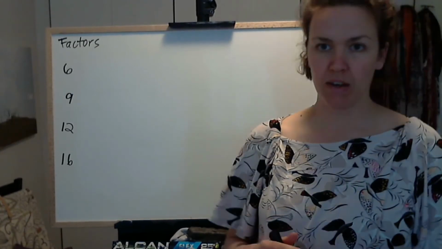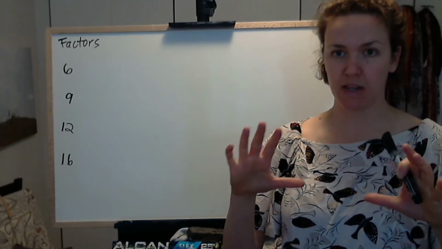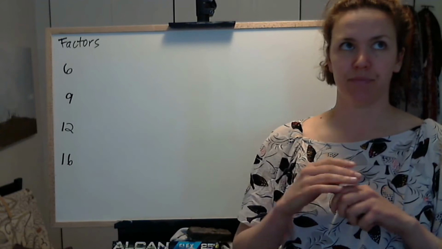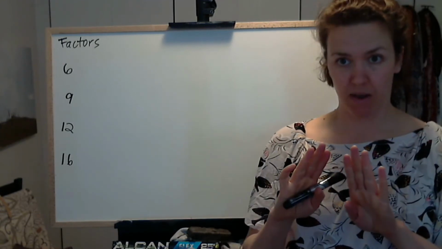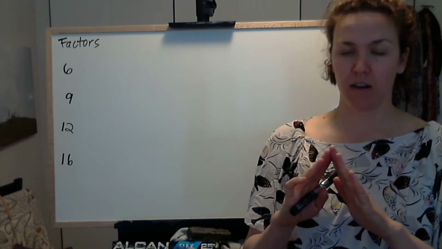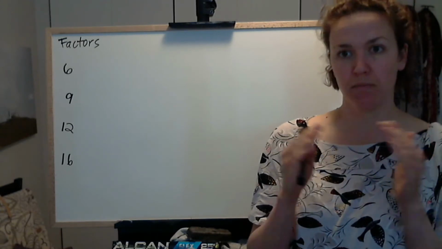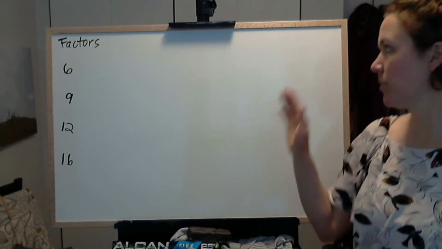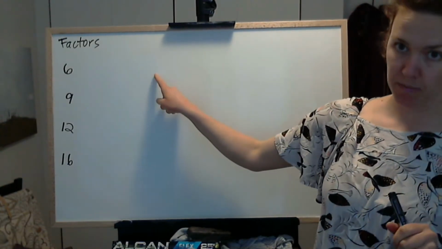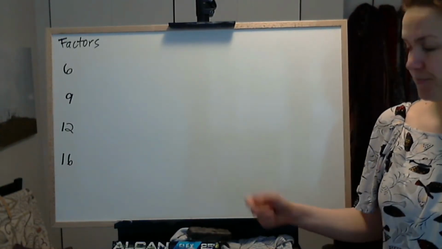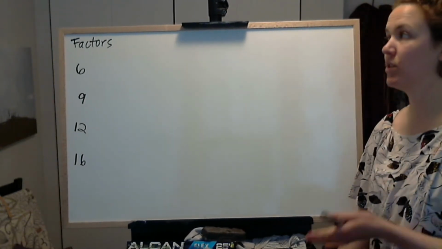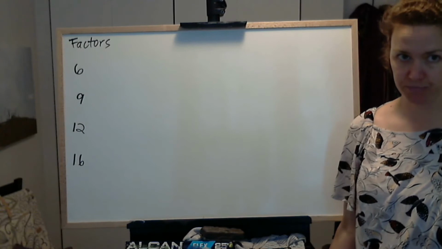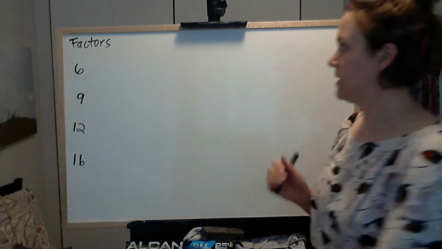Okay, so we saw what factors are by using the squares, the tiles, and if the area is the total number of tiles you have, then the factors of that number are the numbers that you can multiply to get the area. So I'm going to show you an example of how to do rainbow factoring, which is kind of fun. And there is a systematic method you can use to make sure that you get every factor of the number. So let's start with 6.